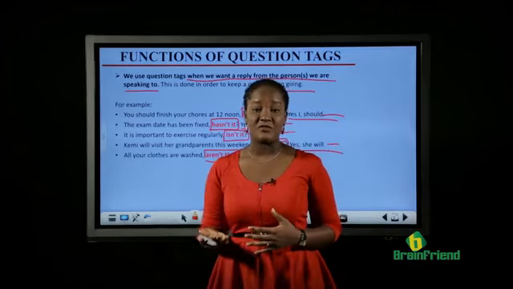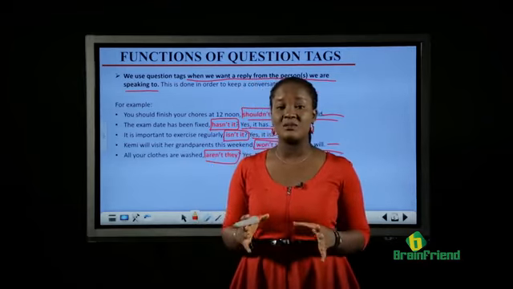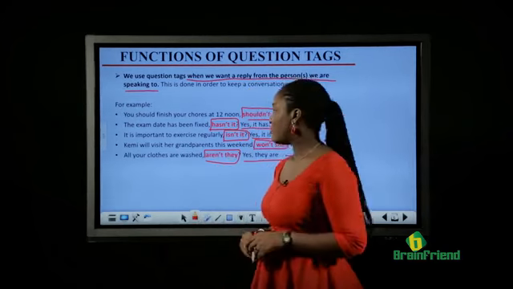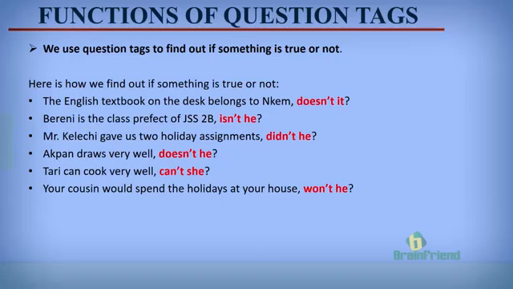When you want a reply from your listener, you're passing an information, but at the same time you want a reply, you use question tags to get his or her response. The second function of question tags is that we use them to find out if something is true or not. When you want to find out whether an information is true or not true, you use question tags. For example, the English textbook on the desk belongs to Nkem, doesn't it? Here, you want to know whether the English textbook belongs to Nkem or not.